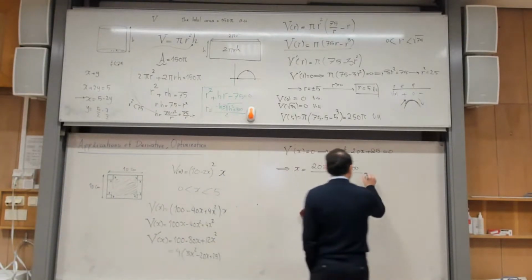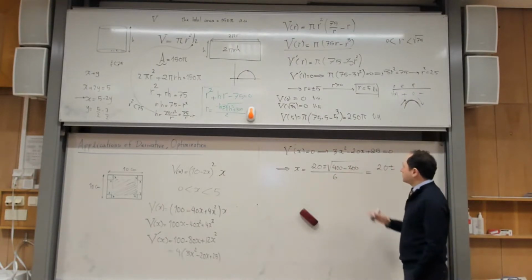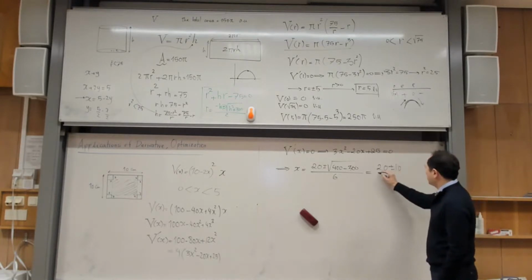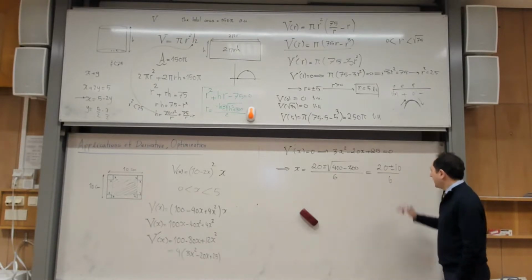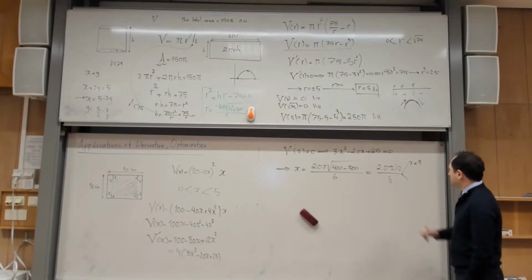Sometimes you cannot get so lucky if you do something randomly. But 400 minus 300 is 100, and the square root of 100 is exactly 10, and then divided by 6. And then you get 2 numbers. So x becomes 5, and then x becomes 10 over 6, or 5 over 3.